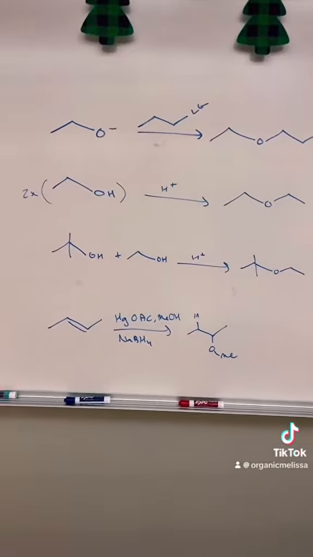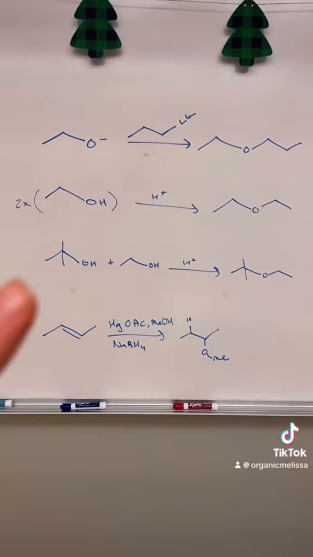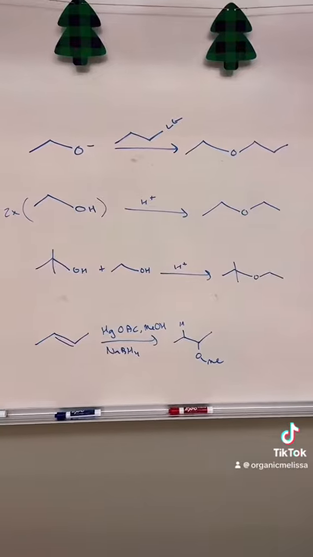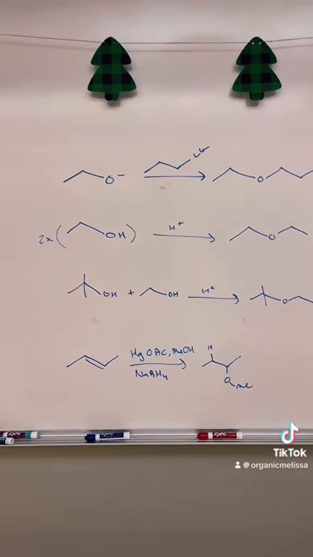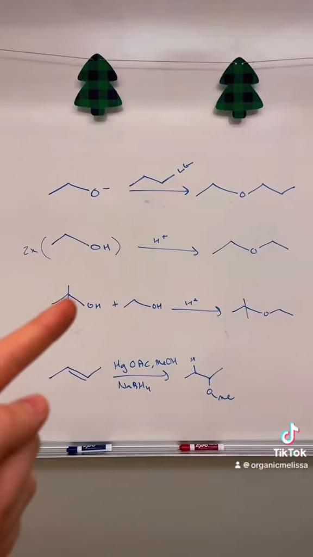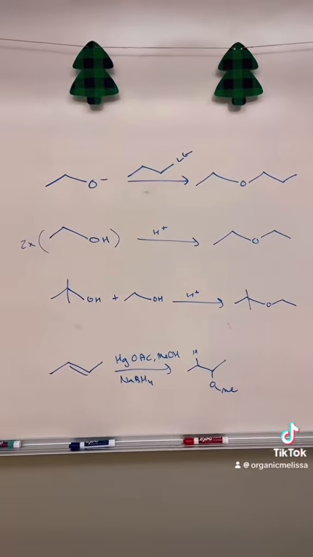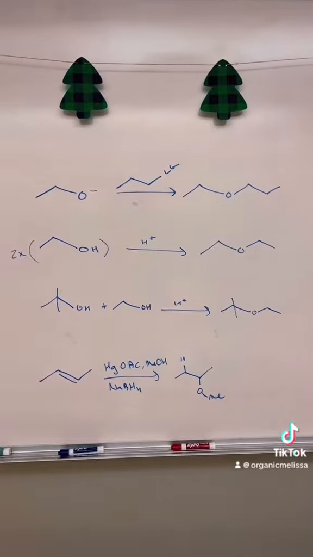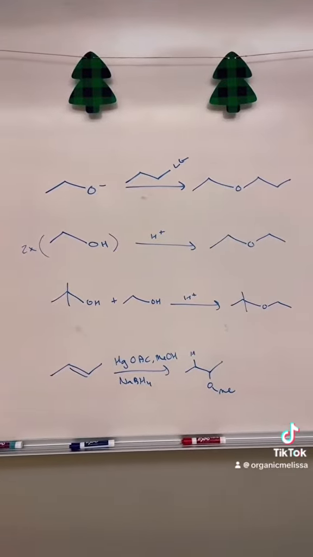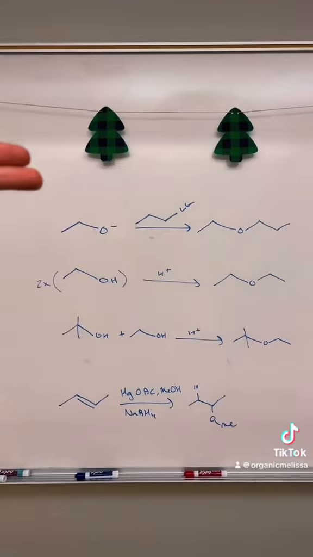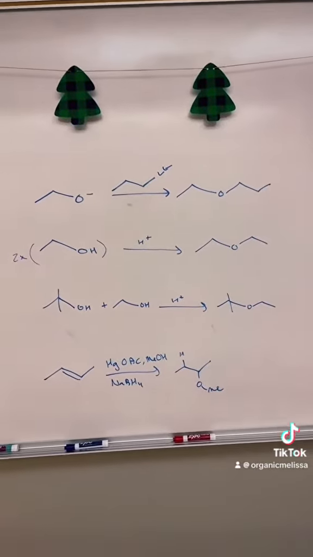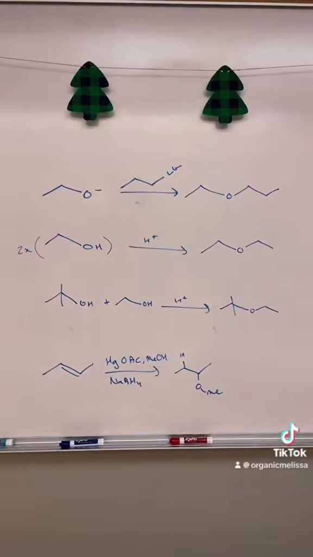Now the third one goes as an SN1 reaction. Asymmetrical acid catalyzed synthesis of an ether basically only works if you have one tertiary alcohol, because that will get protonated and the leaving group will actually leave, leaving behind a carbocation, and then the other alcohol will attack. So that is more of an SN1 reaction. So these two are SN2, and this one is an SN1. The very bottom one is actually an addition reaction.